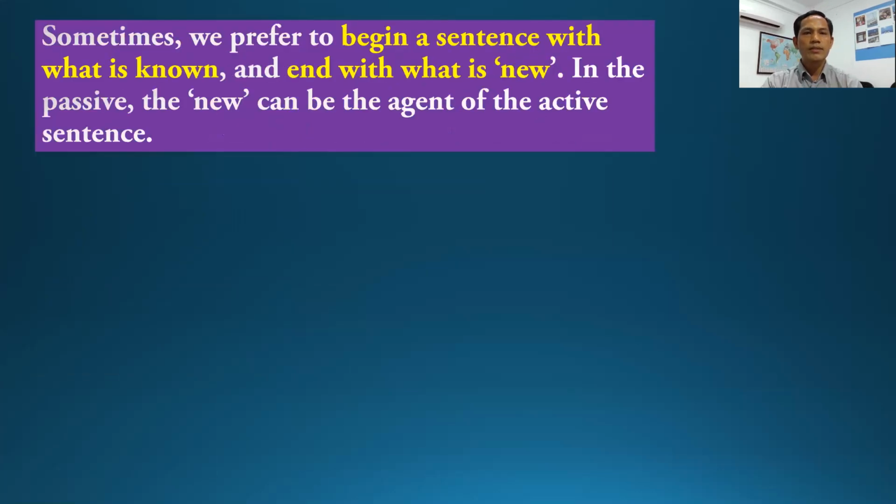Okay, another one is sometimes we prefer to begin a sentence with what is known, what we know, and end with what is new. So it is easier for the listener or the reader to understand better. So what is known comes first and what is new comes later. So in this case, we use the passive and the new one could be the agent of the active form.